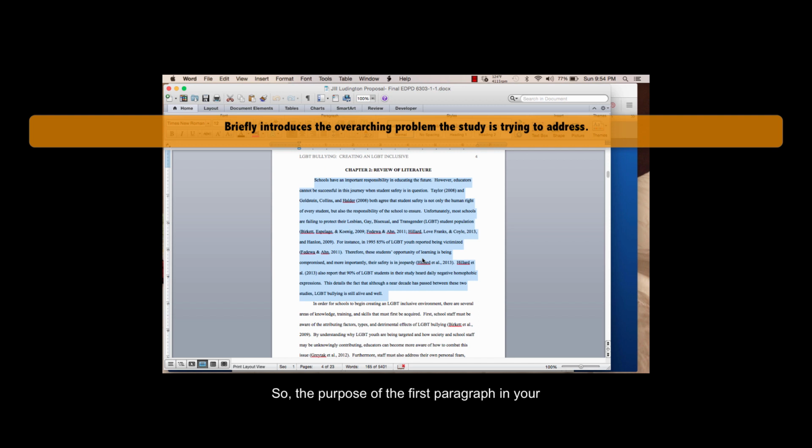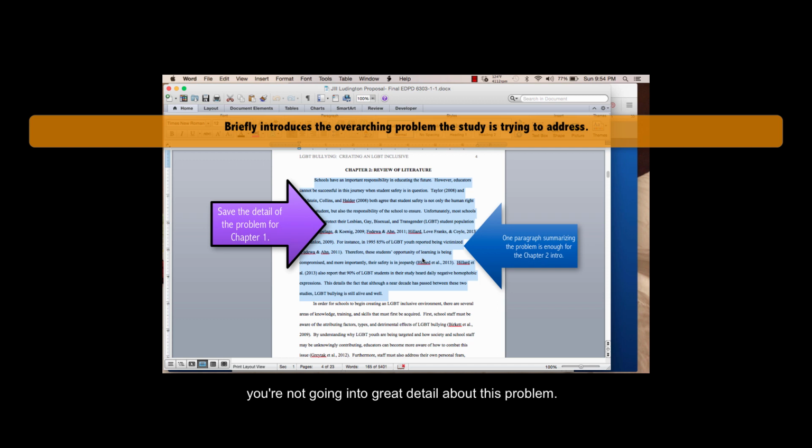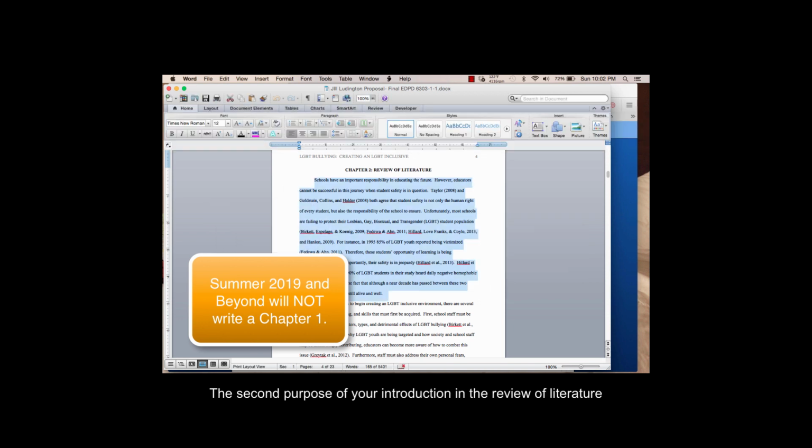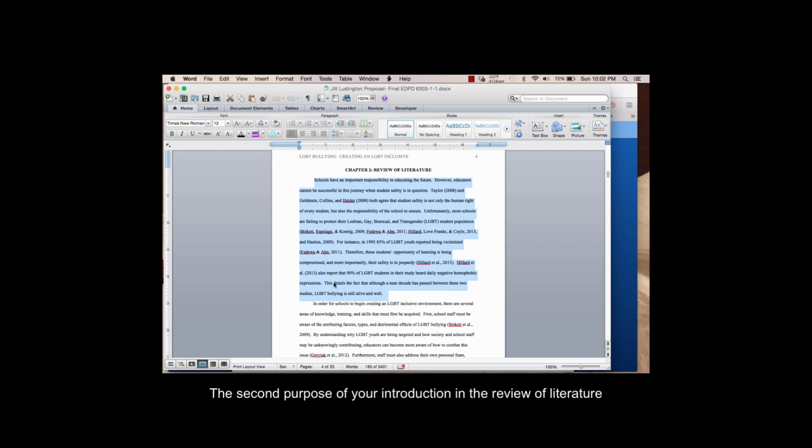So the purpose of the first paragraph in the review of literature is to introduce the problem you are researching. But you're not going into great detail about this problem. You're going to do that in chapter 1. So you're briefly going to address the problem you are researching. The second purpose of your introduction in the review of literature is to introduce your reader to what you will be discussing in the body of the review of literature.